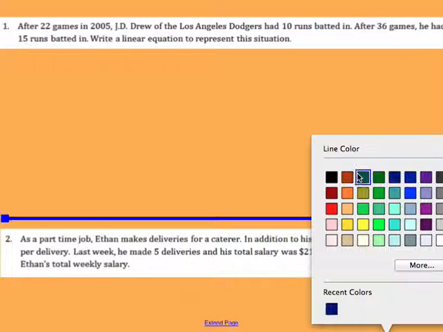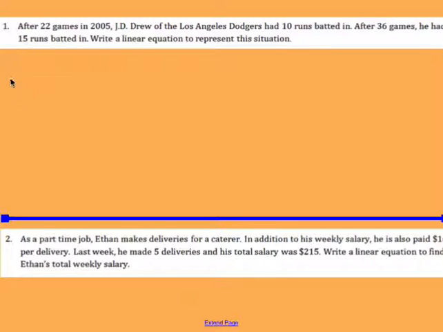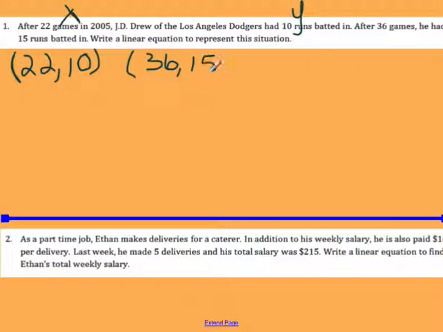Let's first write out a point for J.D. Drew of the LA Dodgers. So after 22 games, I'm going to let games be X, and I'm going to let runs be Y. So after 22 games, he had 10 runs. Then, after 36 games, he had 15 runs.